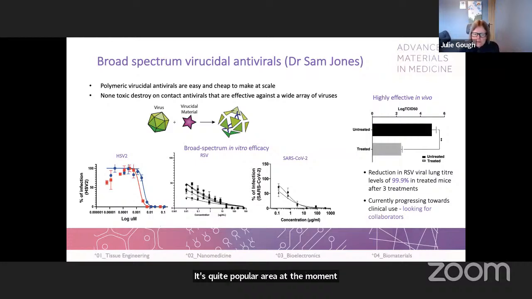We've got some really interesting research coming out of Sam Jones's lab. Some of you may know of his antiviral work. So he's making cheap, easily manufacturable virucidal antivirals, and he's been testing these against a variety of different viruses, including SARS-CoV-2 with the help of Public Health England. And he's got some really interesting data coming out and is seeking clinical collaborators. So if anybody's interested in antivirals, do get in touch.